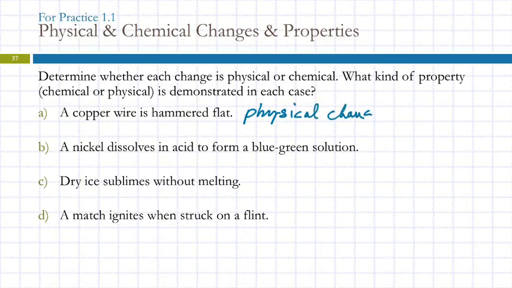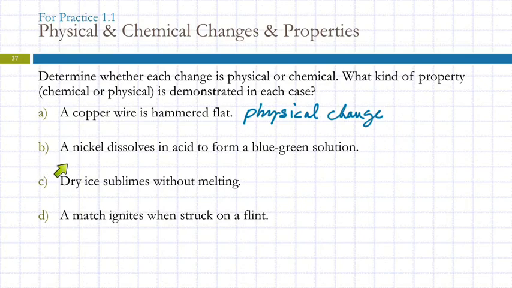And we could identify that property, that copper wire can be hammered flat. We could state that as a property. That's also known as malleability. It's a common characteristic of metals. Would that be a physical property or a chemical property? A physical property.